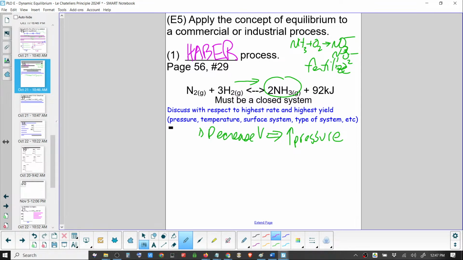Add a catalyst. Will that shift the equilibrium? No, but what will it do? Make it fast. Reaction go brr.